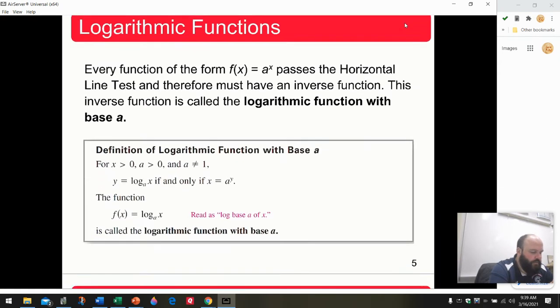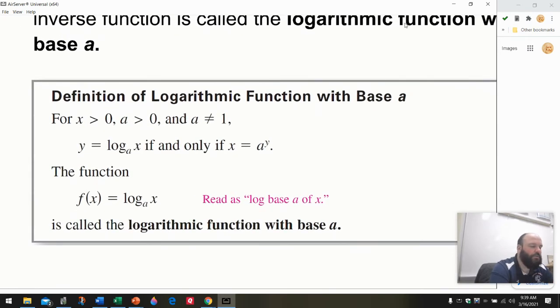The first thing that I need to show you is what the definition of a logarithmic function is. What you see here is the equation y equals log base a of x, and that is true if and only if x is equal to a to the y. Now, this is a formula that shows you how to take something from what we call logarithmic form and put it into what we call exponential form. This is one of the fundamental rules of working with logarithms.